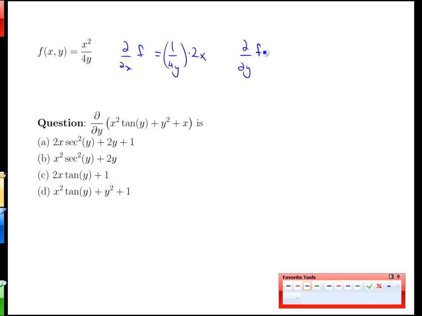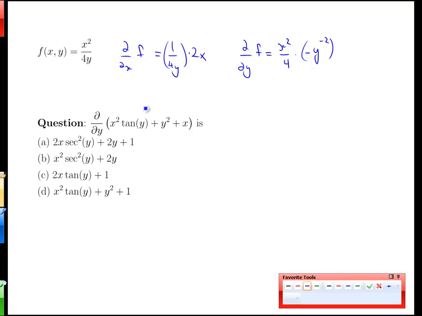Df dy of our function. This is where it gets a little more complicated. We have x squared over 4. That part would all be our constant. And then we have y to the negative 1. The derivative of y to the negative 1 with respect to y is negative y to the negative 2. Multiply by the exponent and then subtract 1 from the exponent.